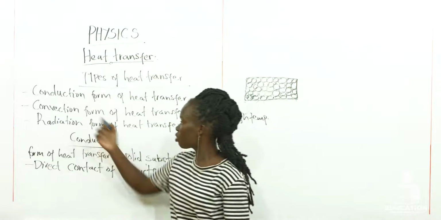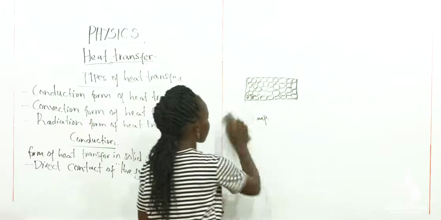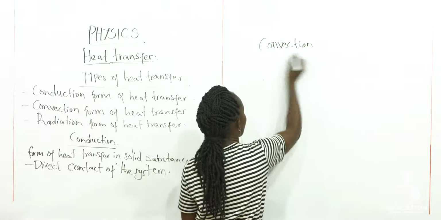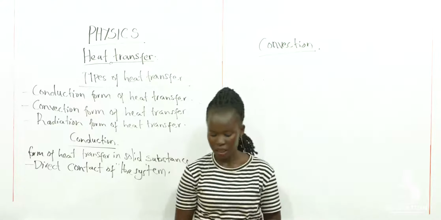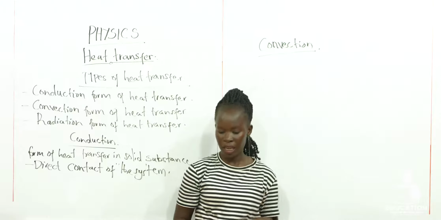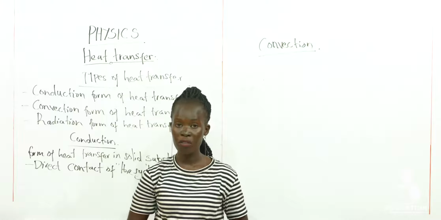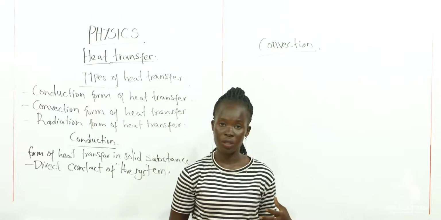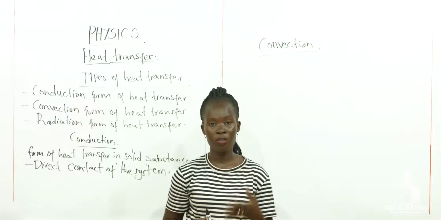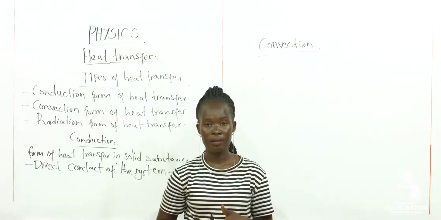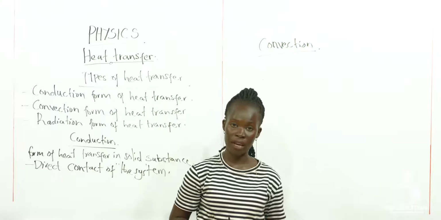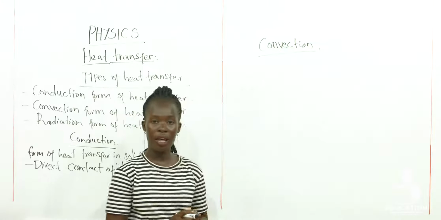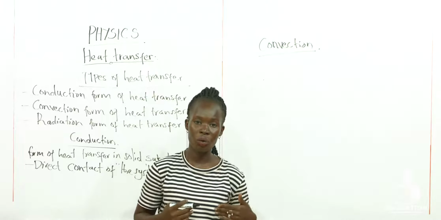So let's look at the second one. We are talking about convection. What is this convection type of heat transfer? We say that convection is the movement of heat by actual motion of the particles of a gas or liquid. Because when we are dealing with convection, we are dealing with fluids, and fluid does not only mean liquids, but also gases. If convection is the mode of heat transfer in gases or liquids, how is that possible? How can liquid transfer its heat?